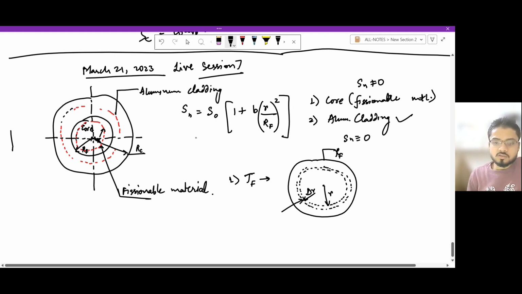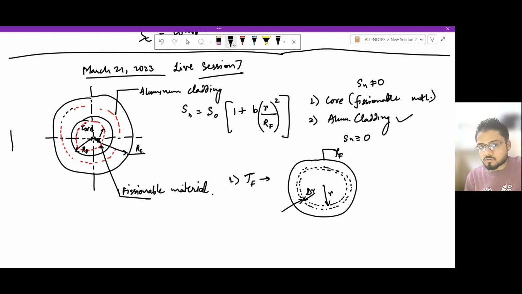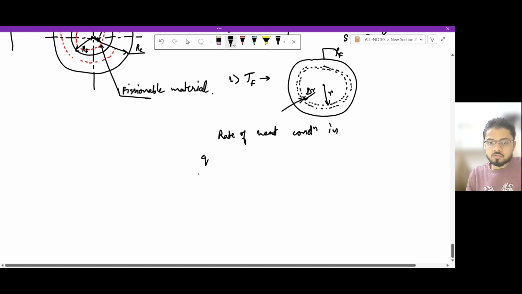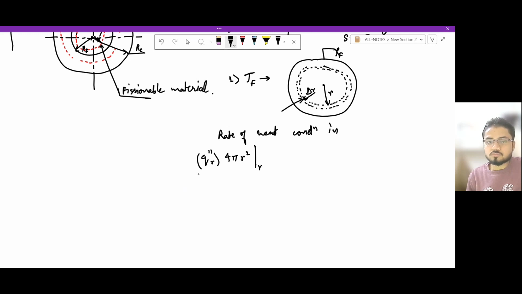What we can do here is the first thing that we write: since the primary mechanism of energy transport is heat conduction here, and the system is at steady state, you'd write the rate of heat conduction inside would be equal to Q R, that is the rate of heat transfer per unit area, that is the flux, 4 pi Q R double prime, let's call that R square at R.